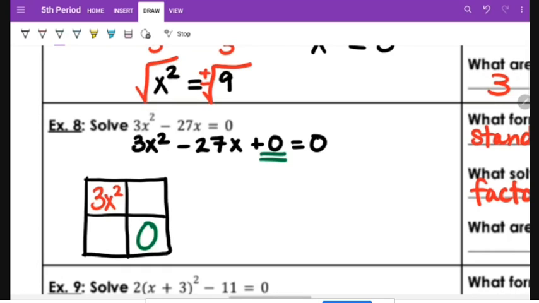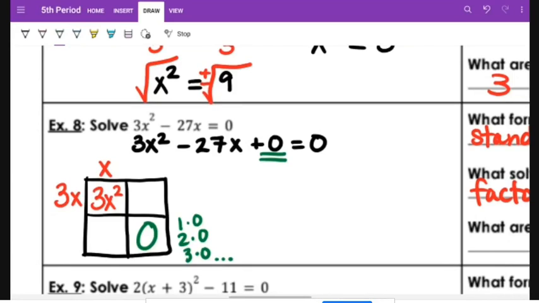Okay, that means we need two things that multiply together to give us 3x squared. 3x times x. We also need two things that multiply together to give us a 0. We have unlimited options. Anything multiplied to 0 will give us 0. So it could be 1 times 0, 2 times 0, 3 times 0, up forever.